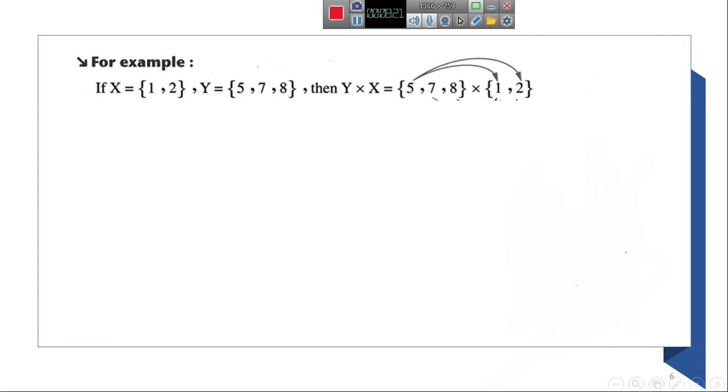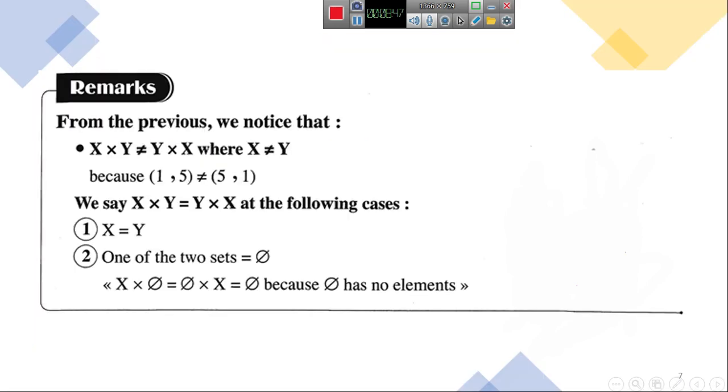Y cross x, then we will start from the elements of y to make pairing with the elements of x. Then we will get (5,1), then (5,2), (7,1), (7,2), then (8,1), (8,2). Then this is y cross x, completely different from x cross y. They are different, they are not the same, because we got different ordered pairs. Then x cross y is not equal to y cross x. Okay, because the ordered pairs are different. (1,5) is not the same as (5,1).